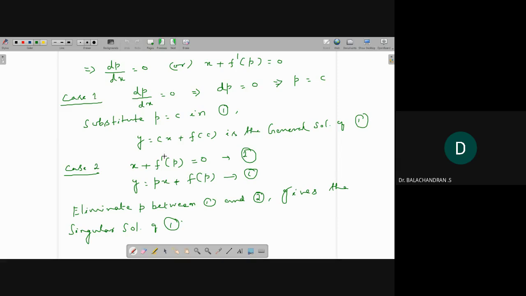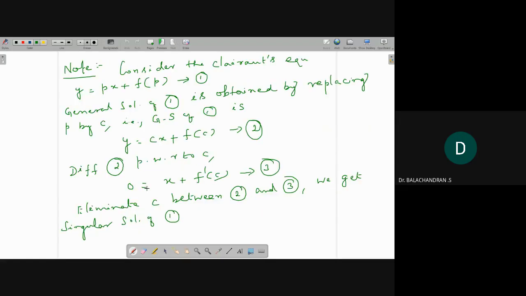But now I am not going to use this method to find the singular solution, but I am going to use this method for finding the general solution. So just replace p by c, you will get the general solution. To get the singular solution, I am going to use the method here. Consider Clairaut's equation, y is equal to px plus function of p. The general solution of 1 is obtained by just replacing p by c. So the general solution of 1 is y is equal to cx plus function of c.